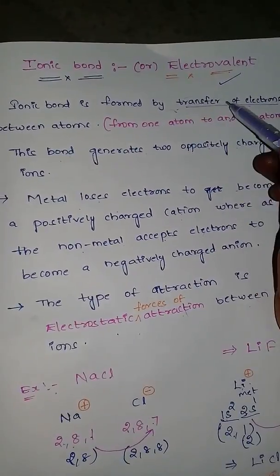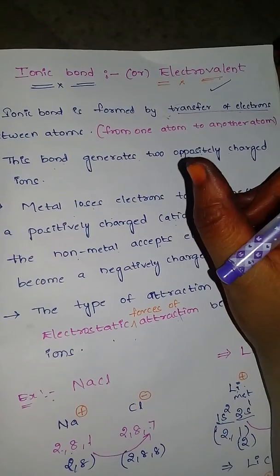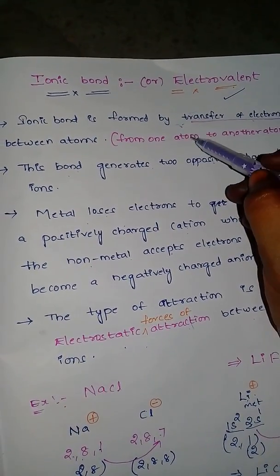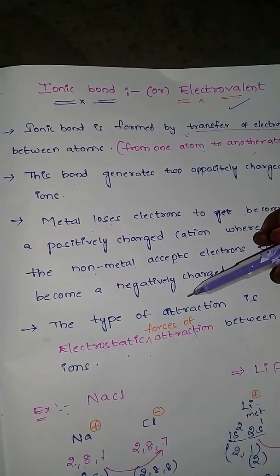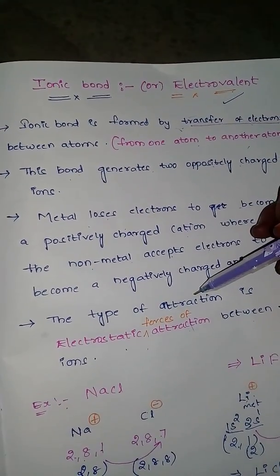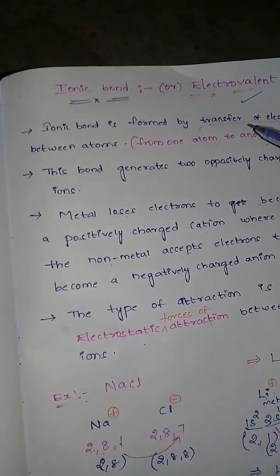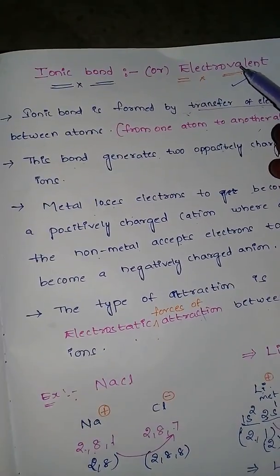Ionic bond is formed by transfer of electrons from one atom to another atom. Covalent bond is formed by sharing of electrons. Here ionic bond is formed by electrostatic forces of attraction. Covalent bond is formed by intermolecular forces of attraction. Ionic bond is also known as electrovalent bond.